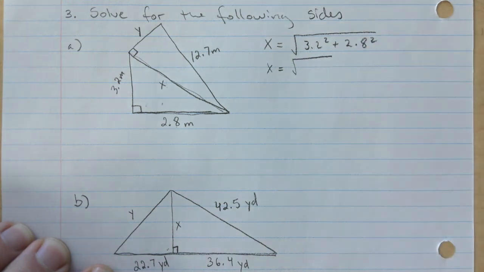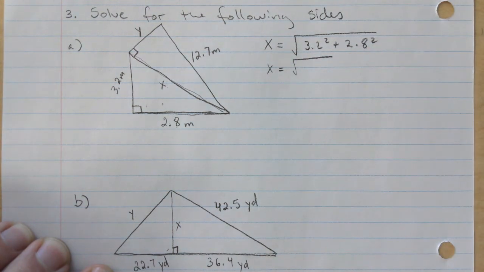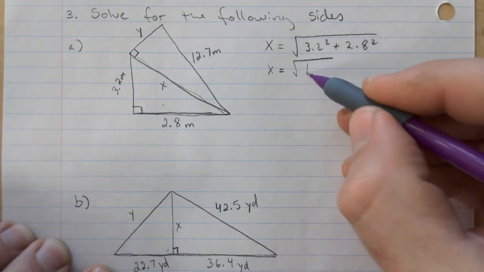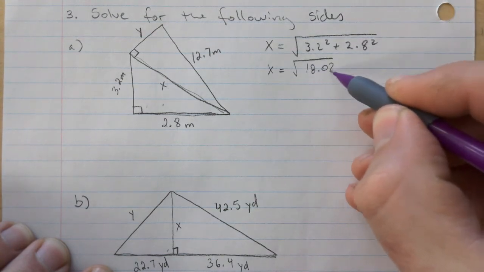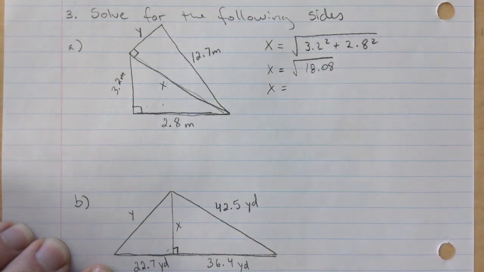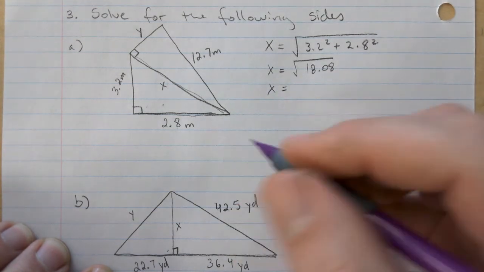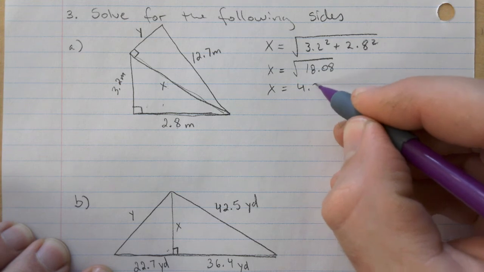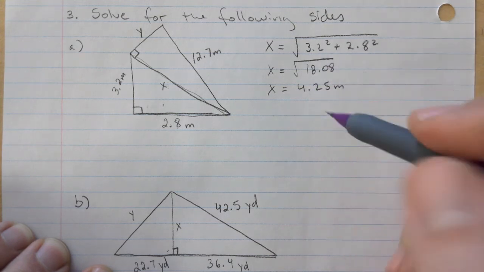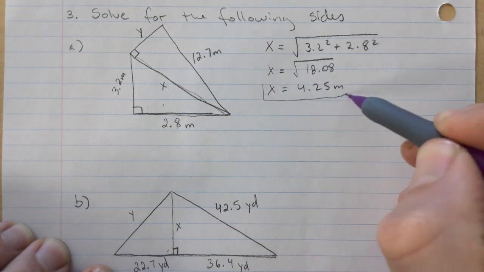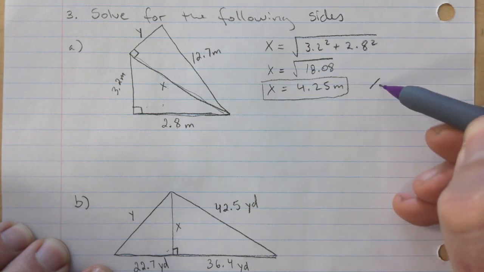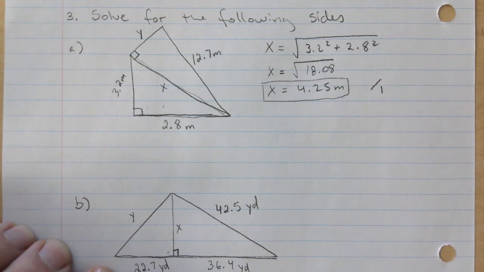So you would go square root of, and that's 1808. So x would be 4.25. You get 1 mark for this. You get that right.